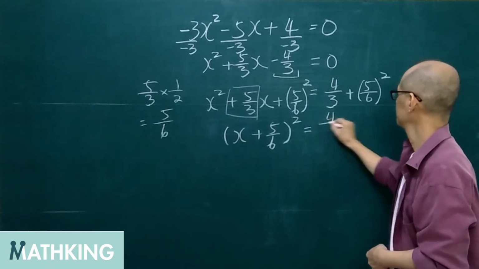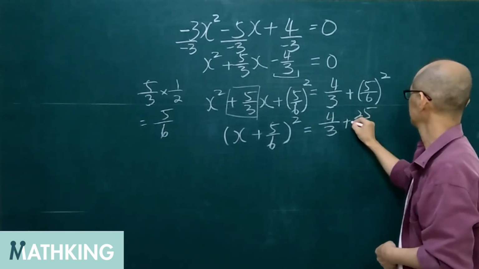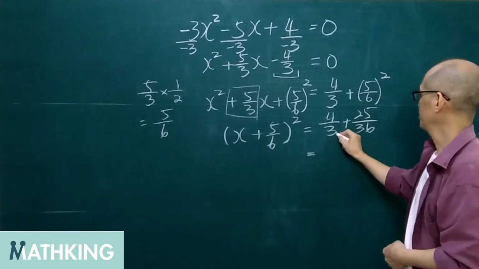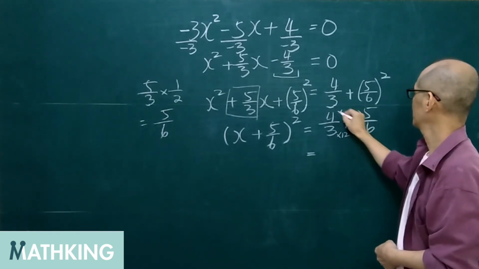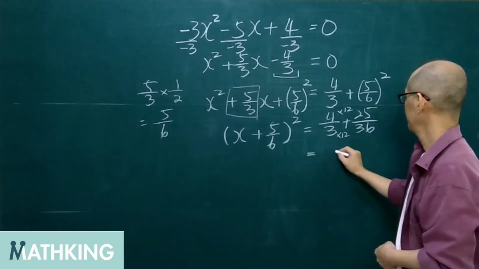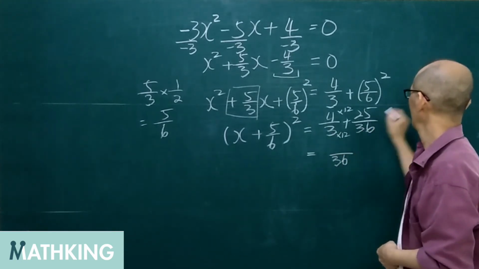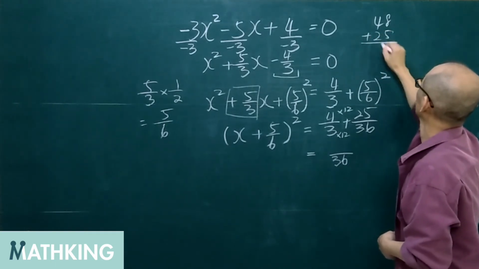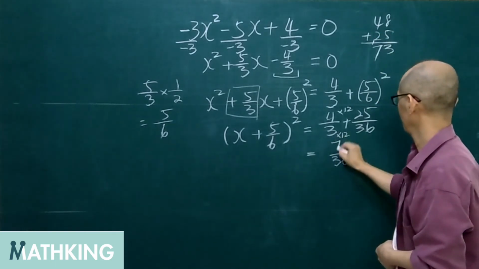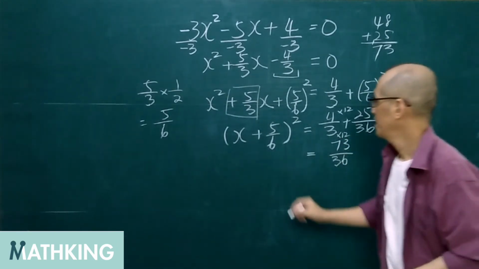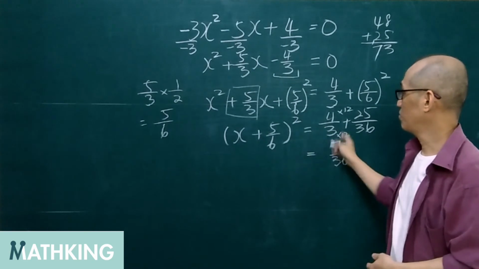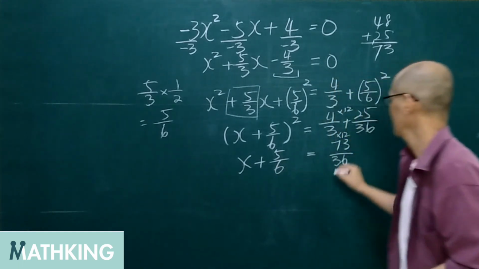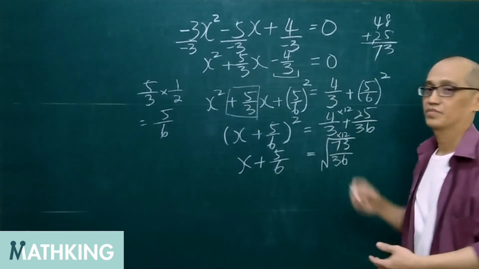And we get times 12 times 12. So we get 48 plus 25, 73. And then we take square root for both sides. So here we have x plus 5 over 6. And over here, square root.